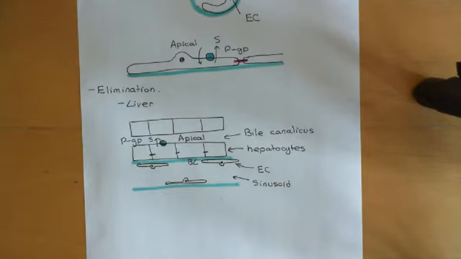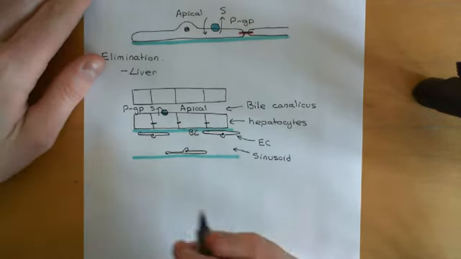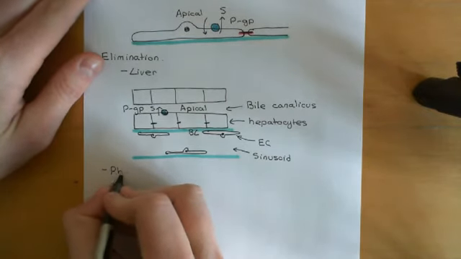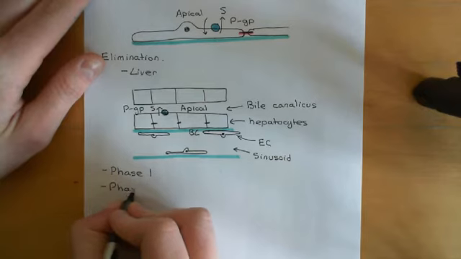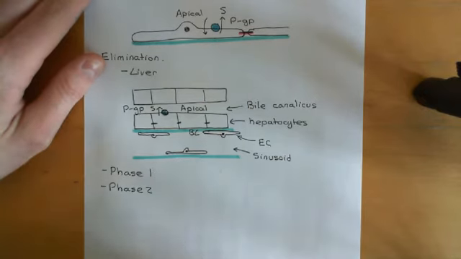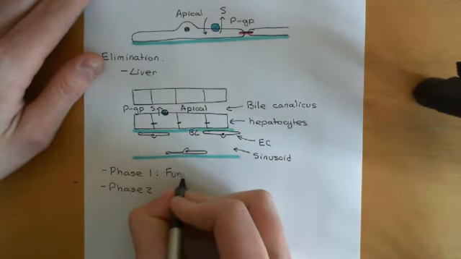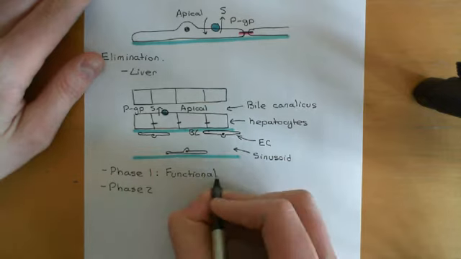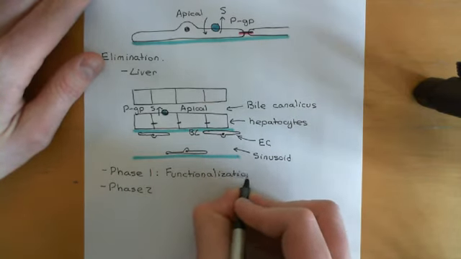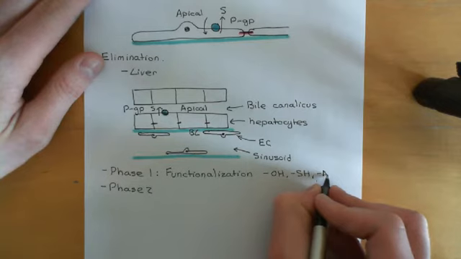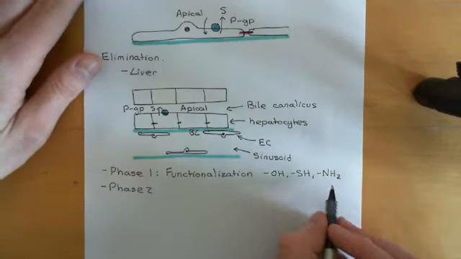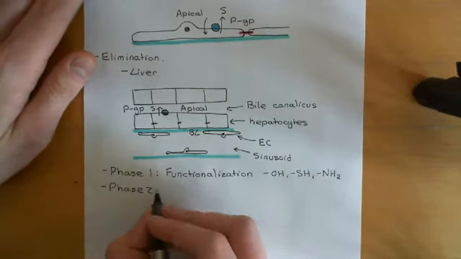So hepatocytes are capable of processing drugs. The processing of drugs, the metabolism of drugs, is divided up into two types of reactions: phase 1 reactions and then phase 2 reactions. In phase 1 reactions, the drug molecule is changed so that you make new functional groups. Phase 1 reactions are often known as functionalization. You make new functional groups such as alcohol groups, thiol groups, and amino groups, and these are groups that will then be used to react with other molecules in phase 2 reactions.